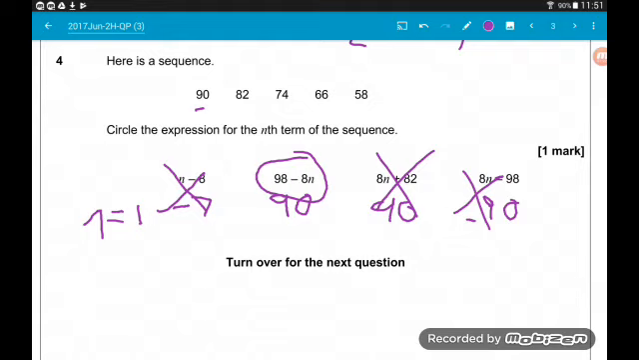So I'm also going to do it that way too. First of all, we need to work out what our difference is. How are we going from term to term? We're taking away 8, so that tells us our sequence.